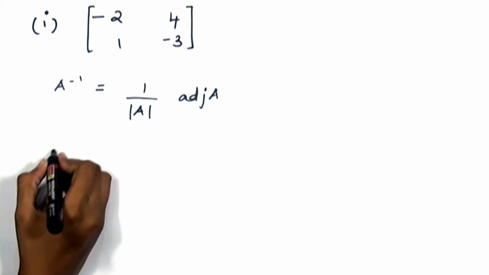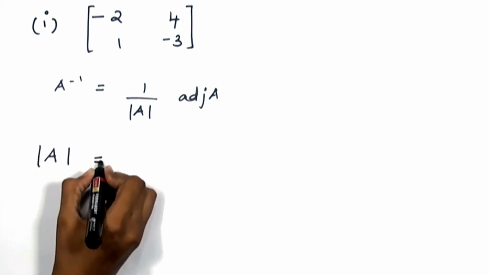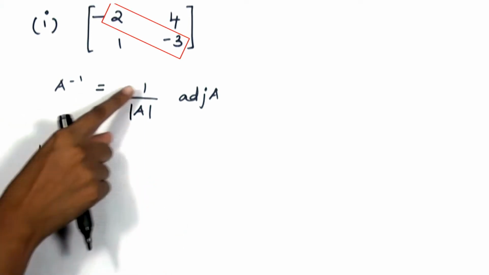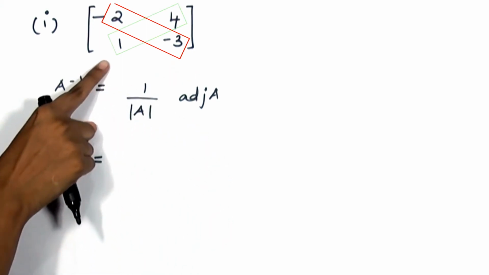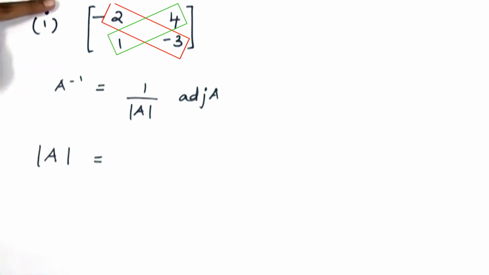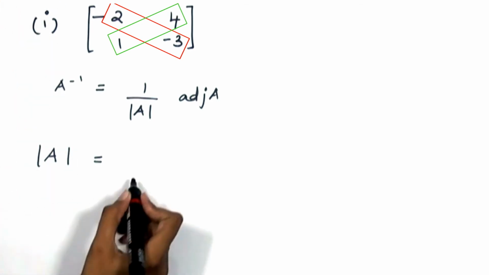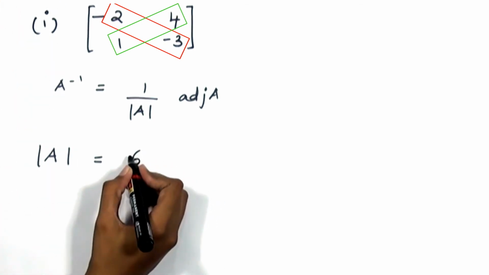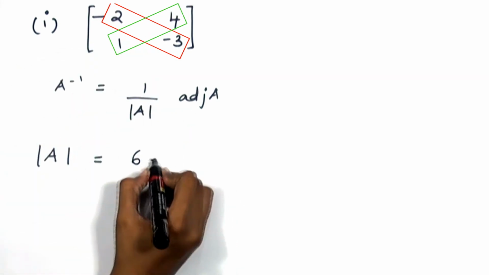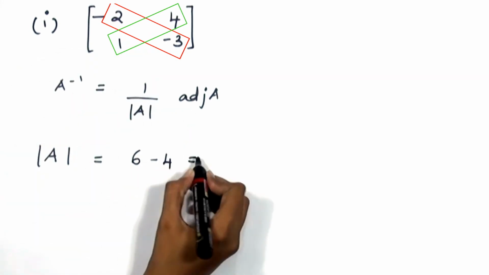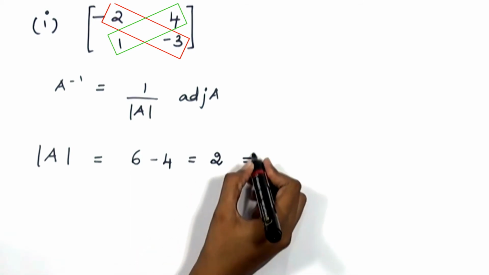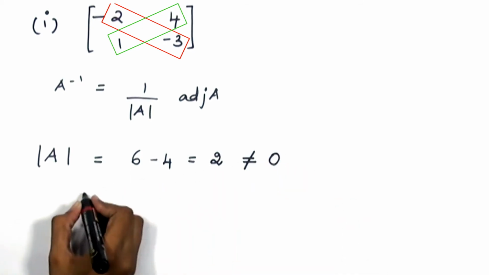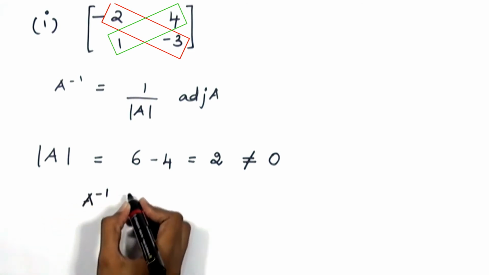In order to find the A determinant, we know the rule that we will be multiplying this diagonal and minus it with the multiplication of this diagonal. Minus 2 into minus 3 becomes 6. 1 into 4 becomes minus 4. So which is equal to 2, which means A determinant is not equal to 0. Therefore, A inverse exists.